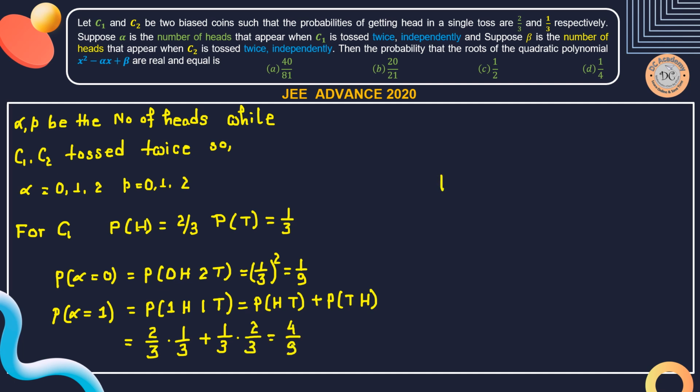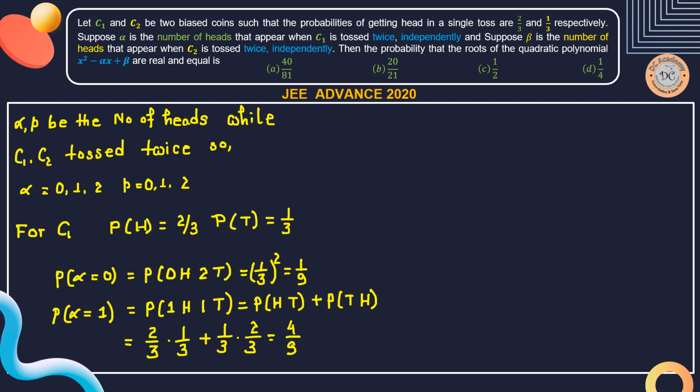Now see that we use the concept that the probability of getting head and tail is equal to the probability of head multiplied by the probability of tail because they are independent. If they are not independent, we should not apply this particular concept. Let's go ahead.